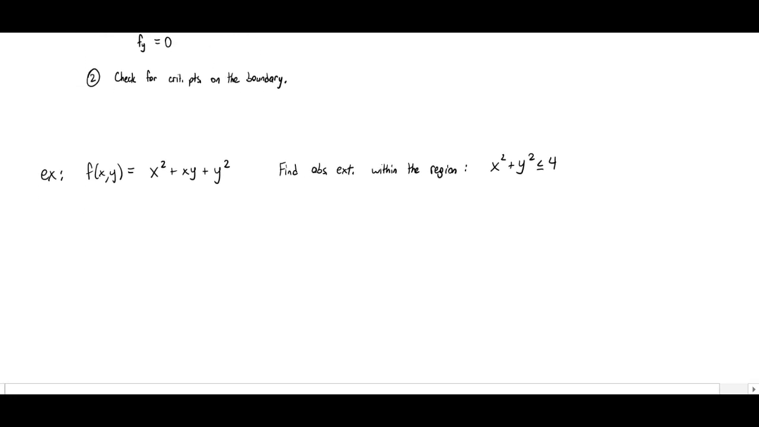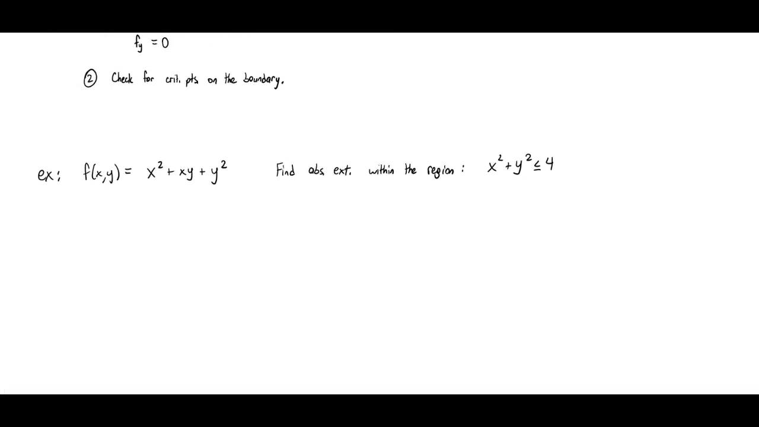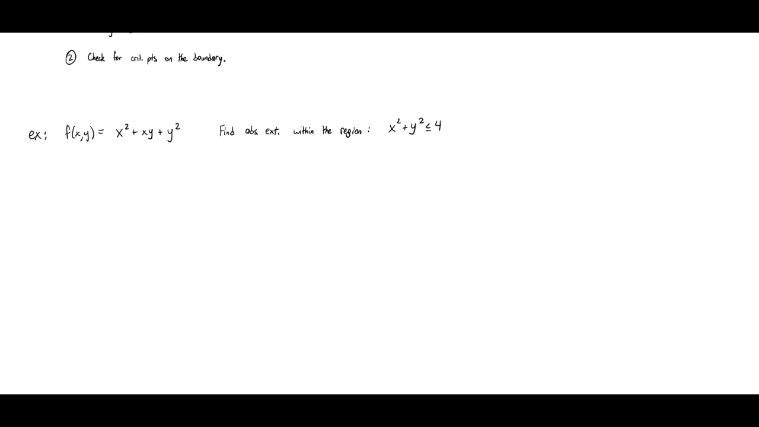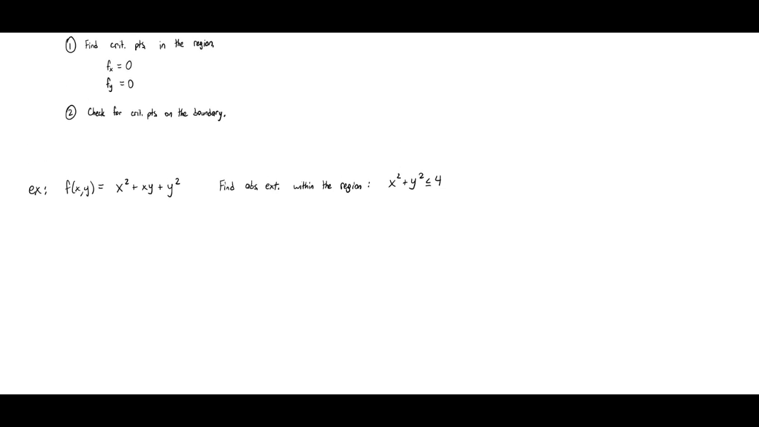All right, so I think it's a good idea to get a visual of the region. So x squared plus y squared less than or equal to 4 would be everything inside this circle of radius 2. So we're looking for absolute max and min within this disk, all right?